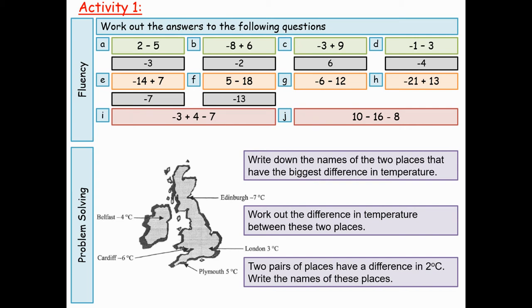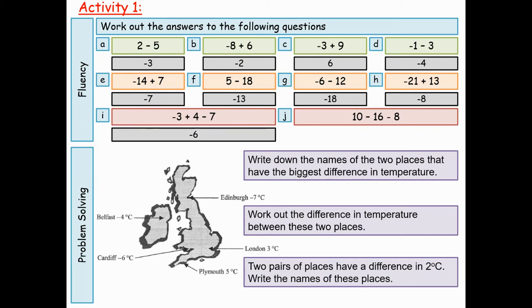5 minus 8 is minus 13. Minus 6 minus 12 is minus 18. Minus 21 plus 13 is minus 8. And minus 3 plus 4 is first of all 1, and then 1 minus 7 will be minus 6. 10 minus 16 is minus 6, and then subtract 8 from that will give you minus 14, okay?